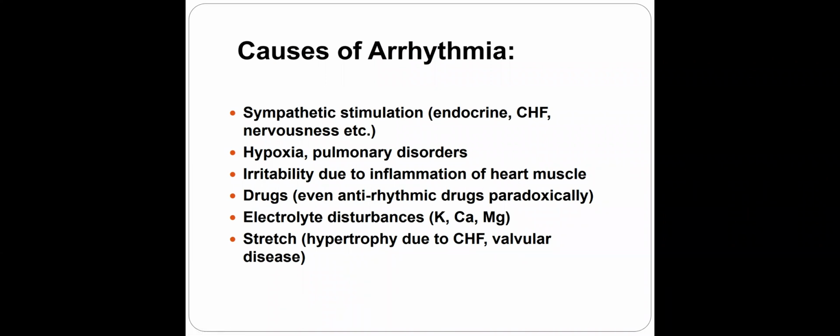A lot of things can cause arrhythmias. First of all, sympathetic stimulation, when we have nervousness or endocrine disorders or heart failure, but also hypoxia, pulmonary disorders, or inflammation, drugs, electrolytes, stretching, or valvular disease. So a lot of things can cause arrhythmias. Basically, they can trigger a beat or an impulse, or they can blunt the normal impulse formation.